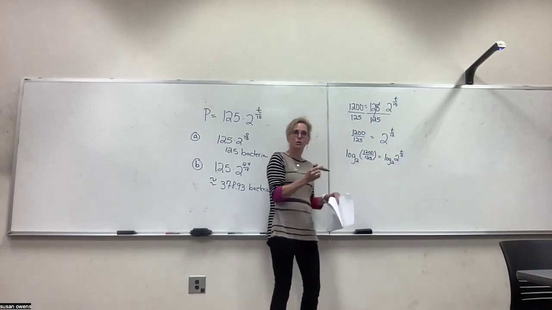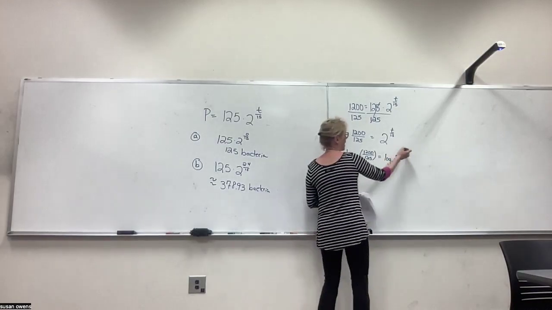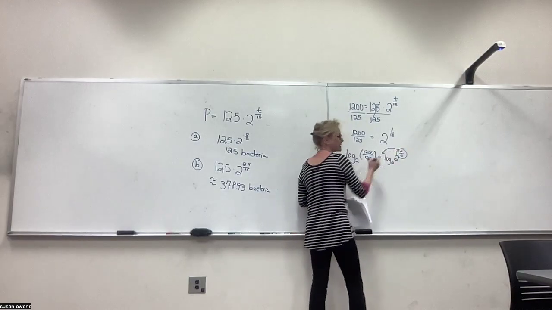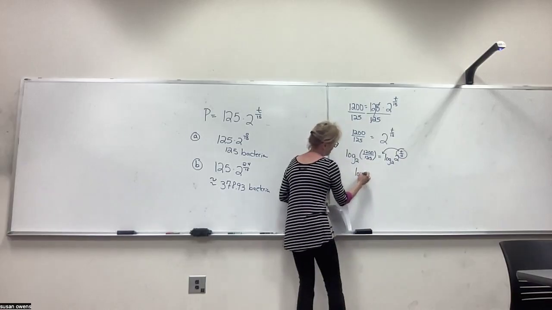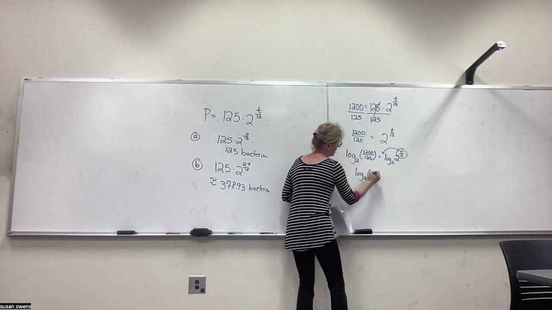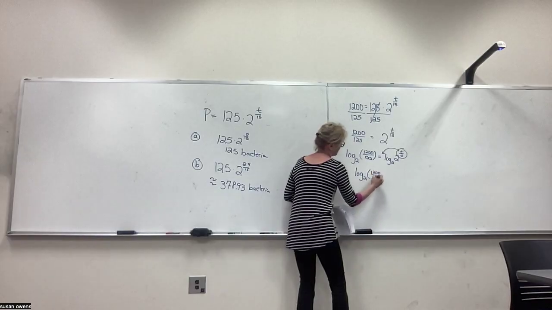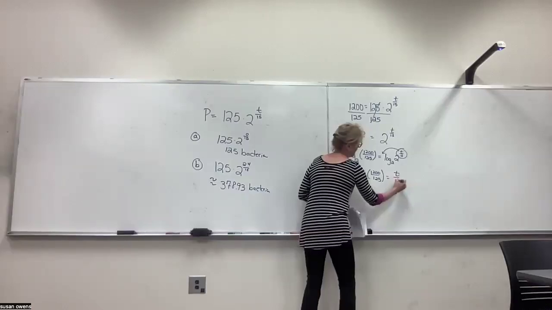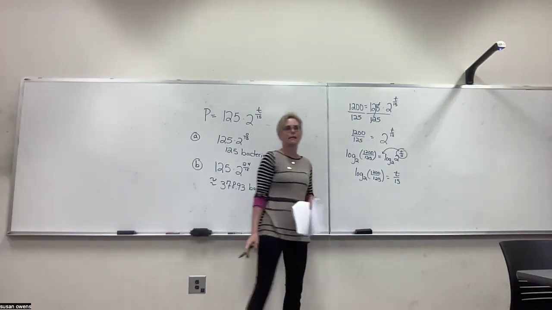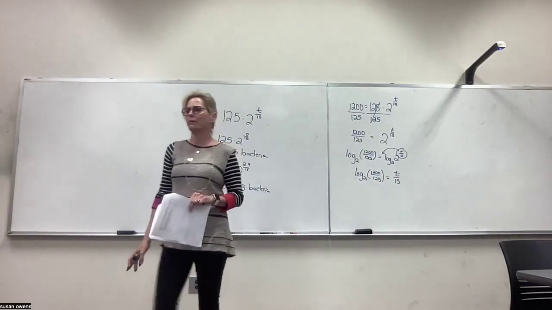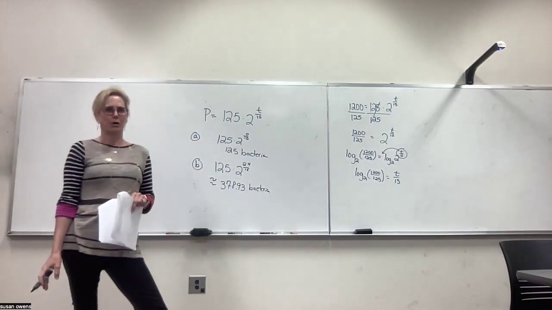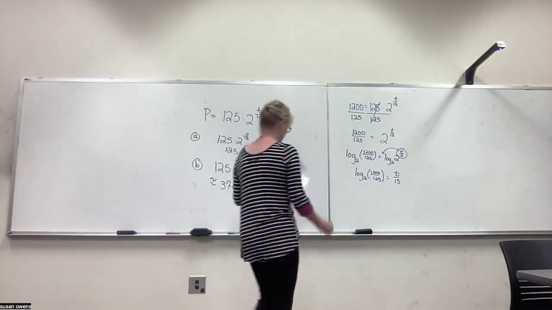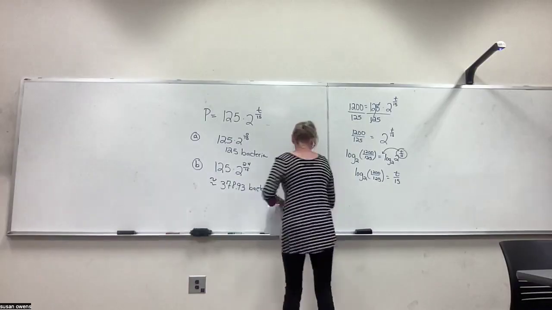Log base 2 of 2 is 1, and we can apply our power to a power rule, so we can bring that down in front. Log base 2 of 1,200 divided by 125 is equal to T divided by 15. I want the T by itself. How do I get rid of the 15? Multiply, because it's being divided. So multiply both sides by 15.